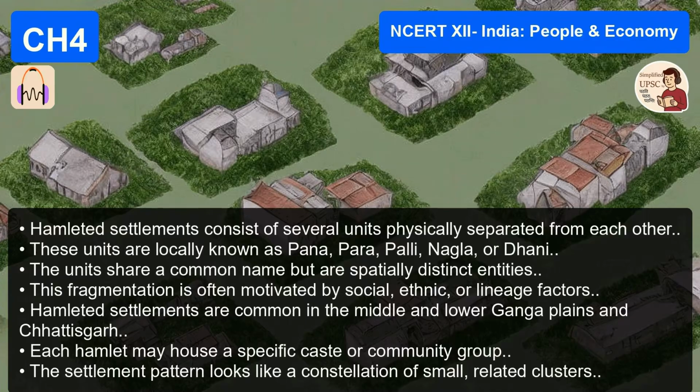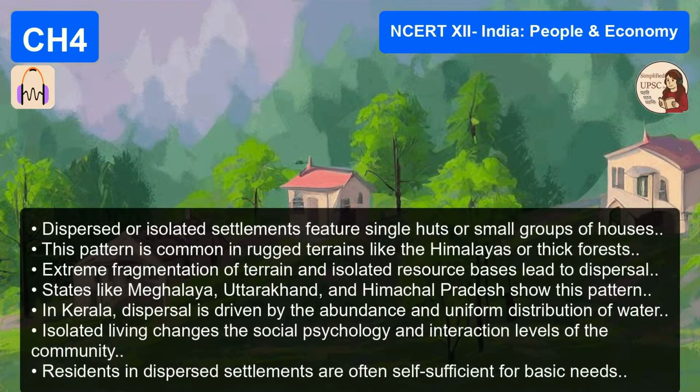Okay, type number 3. Hamleted. This is when a single village gets physically broken up into several smaller units. They're separated by some distance, maybe by fields or a small patch of jungle, but they all share a common name. Right, I've heard these local names. Pana, Para, Pali, Nagla, Dani. Yes, those are the local terms for these hamlets. This is very common in the Middle and Lower Ganga Plain and in Chhattisgarh.